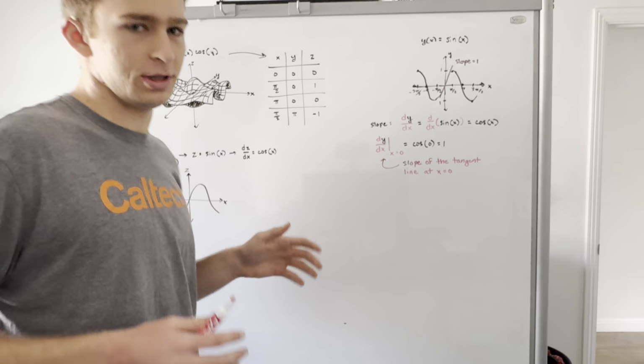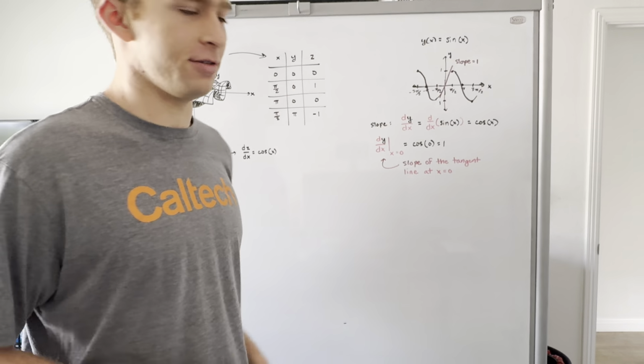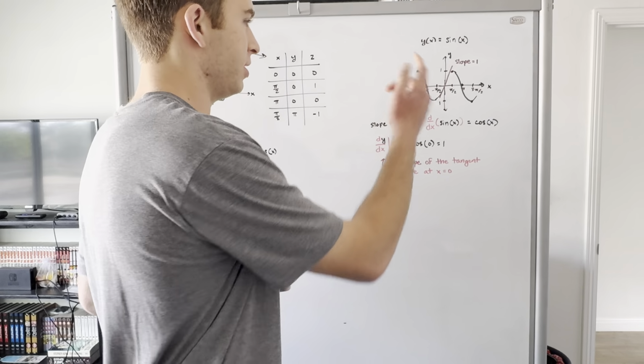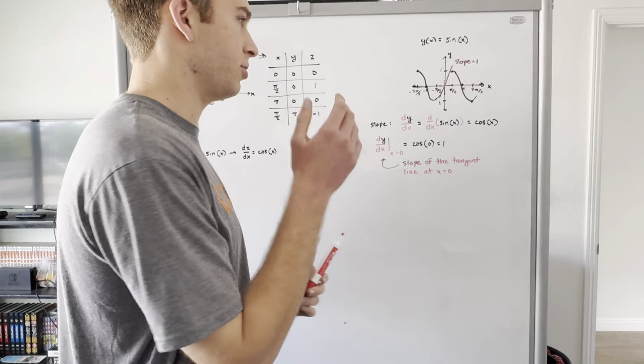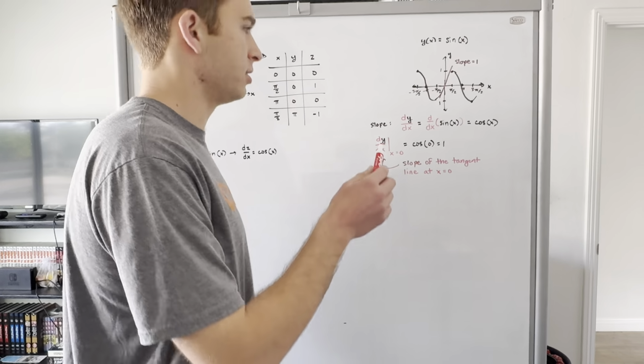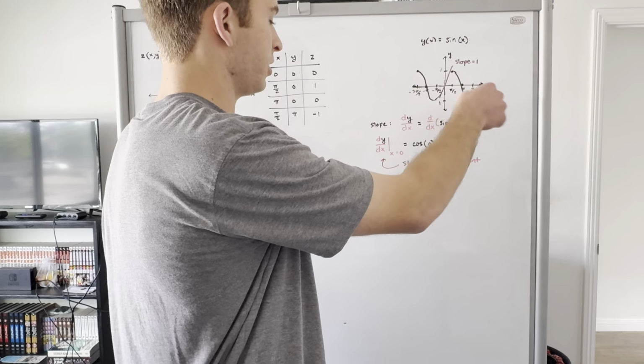Okay, so let's start with a regular two-dimensional function, y equals sine of x. Pretty simple. You have an input, you have an output. The input's on the x-axis and the output is on the y-axis. And if you plot all those values for y equals sine of x, you'll get this sine curve.